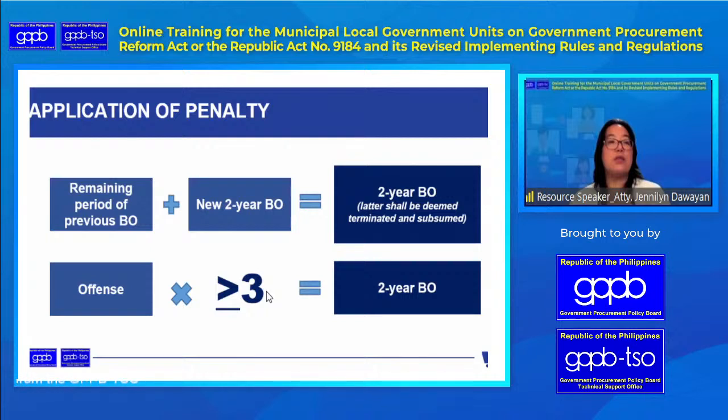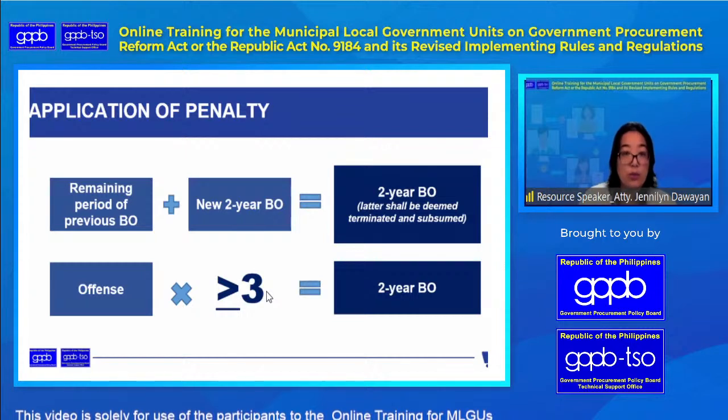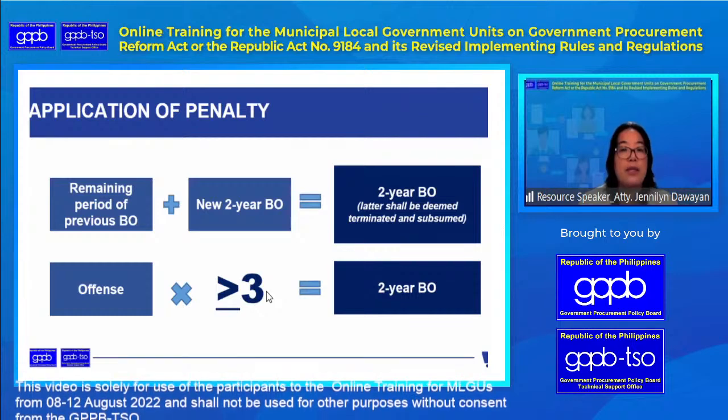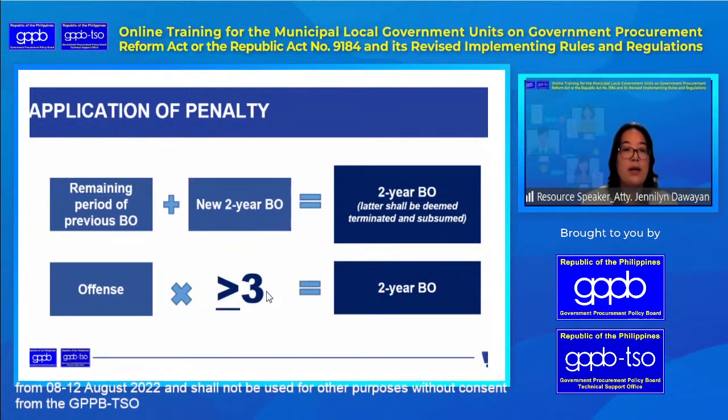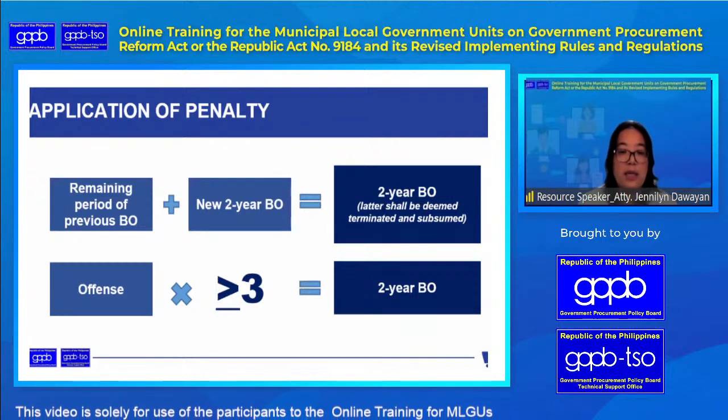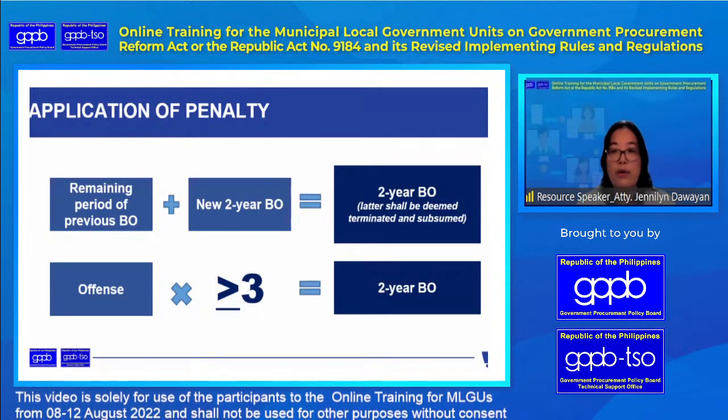So, how do you apply yung penalty? So, kunyari may previous blacklisting order siya, tapos may 2 years siyang blacklisting order. 2 years, kasi 2 years, di ba? Then, the latter shall be deemed terminated in subsum. So, meron siyang remaining pa na blacklisting order plus 2 years. So, 2 years yung kanyang blacklisting order. So, kung more than 3 naman, 2 years pa rin yung kanyang blacklisting period, no?